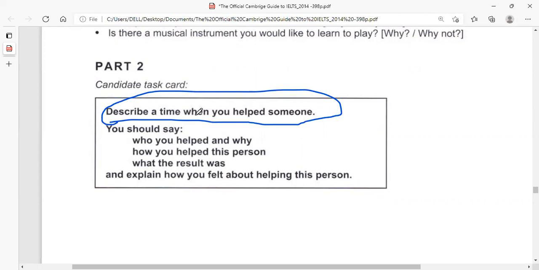Right? So if that is the case, then you have to rigorously and intensively practice on all these questions. So start practicing. All right?